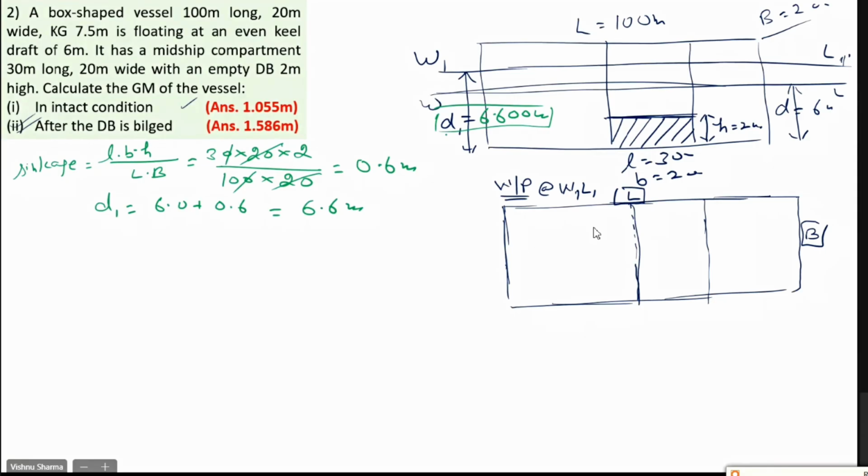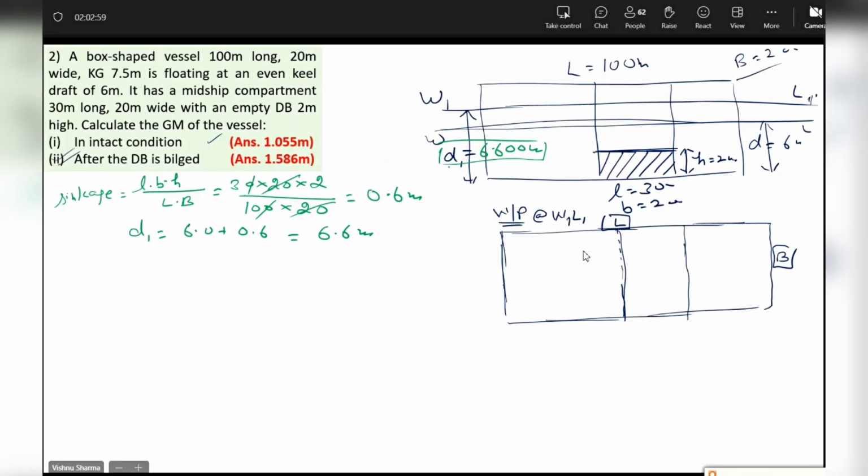Yes, sir. If you visualize the water plane at 1 meter draft, there will be a loss of water plane. Yes or no? Yes, sir. Guys, do you all agree that up to the tank top, there will be loss of water plane? Above the tank top, it becomes fully intact. Loss is only up to 2 meters. So in other words, what we are saying is that the water plane area does not remain the same from keel to W1, L1 in the bilged condition. Yes or no? Yes, sir.